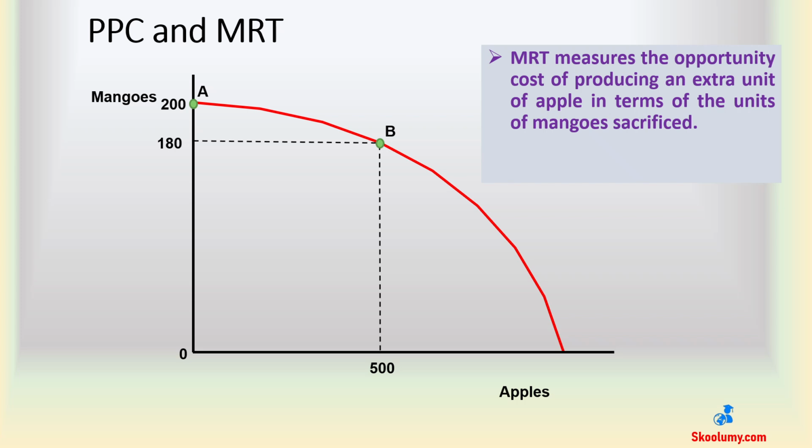Assuming an economy is operating on point A, where it produces 200 units of mangoes and 0 unit of apples. If it decides to produce 500 units of apples, it will produce 180 units of mangoes instead of 200, thereby giving up 20 units. The marginal rate of transformation measures the opportunity cost of producing an extra unit of apples in terms of the units of mangoes sacrificed.